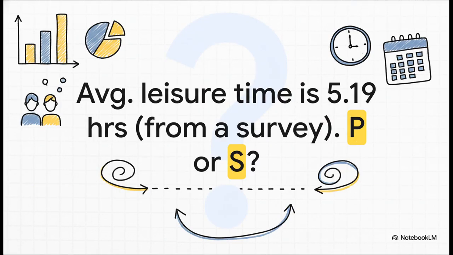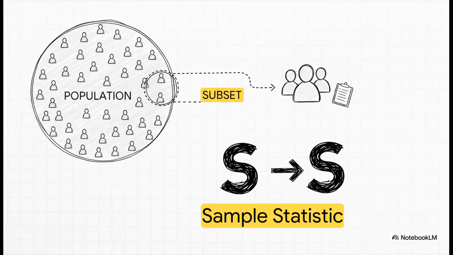All right, let's try one more. A survey of about 9,400 people found they spent an average of 5.19 hours per day on leisure. What do you think? Is that 5.19 a parameter or a statistic? And that one is a sample statistic. The key word there is survey. A survey means you're only looking at a subset, a piece of the whole population. And a number describing a sample is a statistic. S goes with S.